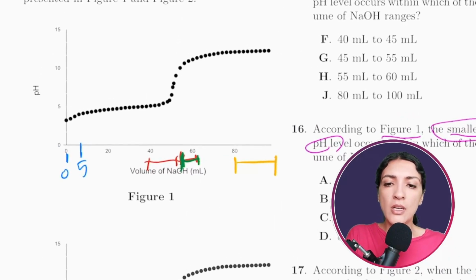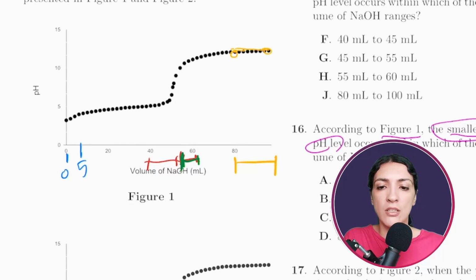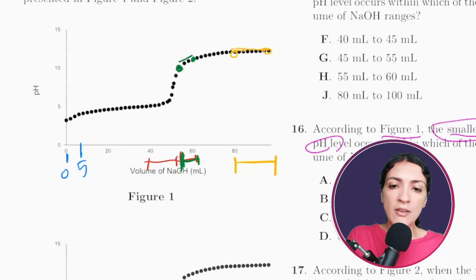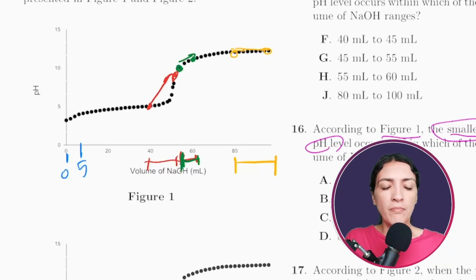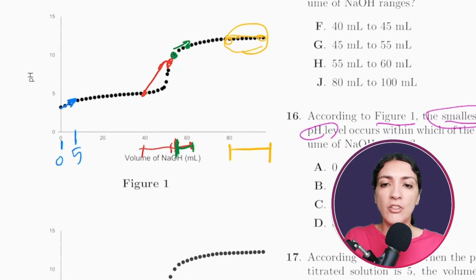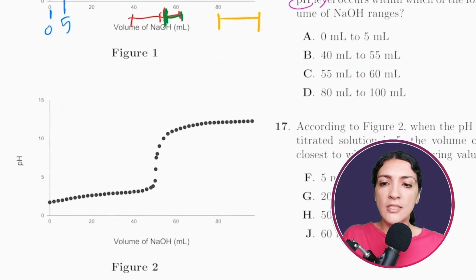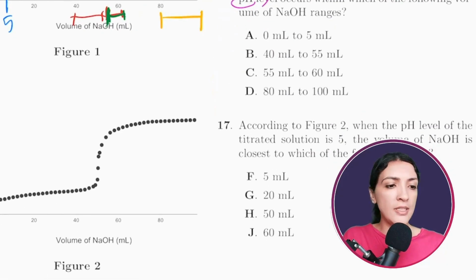So between 80 to 100, we see that the y value is increasing very minimally. It's almost constant. For the choice before that, we see that there's still some increase in the pH level. For the one before that, we see that there's actually a huge jump. And between 0 and 5 milliliters, there's still a jump in the pH level. Now, amongst all of these, the last choice between 80 to 100 is where we've had the smallest variation in pH level. So the answer for question 16 would have been choice D.